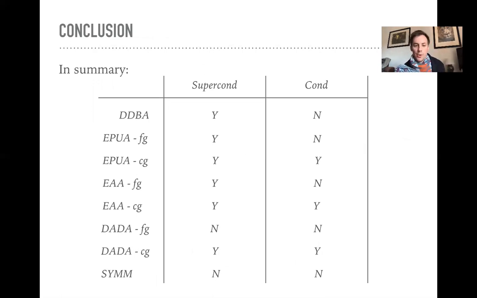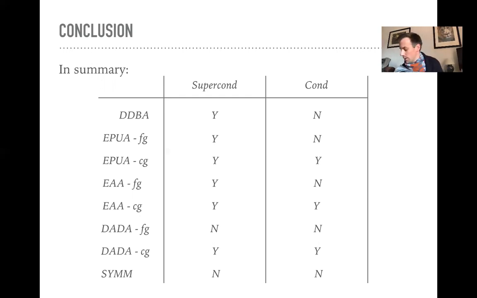So down the left-hand side, we've got all the different arguments we've considered: diachronic Dutch book, expected pragmatic utility, expected accuracy, diachronic accuracy dominance, and symmetry. For the middle three, we've got two versions of each: a fine graining version and a coarse graining version. And then in the columns, we've got whether or not they justify superconditionalization, or just conditionalization, or even that. As we see here, most of them will justify superconditionalization. Although there are a couple that don't. In particular, the diachronic accuracy dominance argument, if you take the fine-grained approach, doesn't even get you superconditionalization.